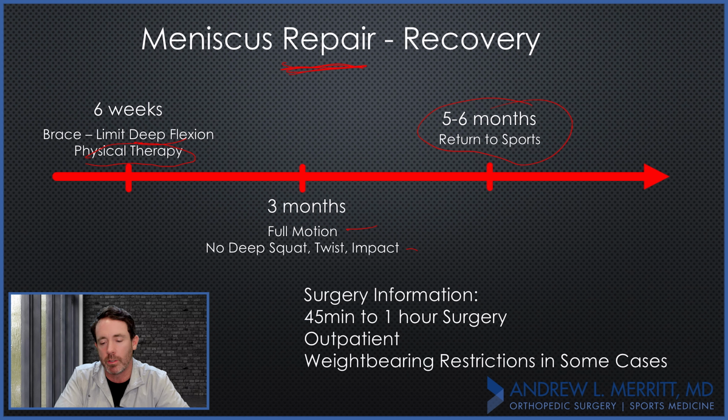General surgery information: those take about 45 minutes to an hour. They're all outpatient, you go home the same day. Generally weight bearing, but in certain cases we have to restrict the weight bearing, not make someone non-weight bearing for 6 weeks. Those are the type of tears like the one that I showed, the radial tear where the two sides are separated, because if you step on that, it's going to want to pull right apart.